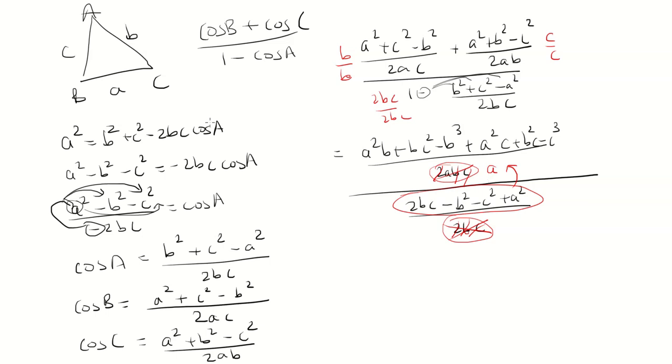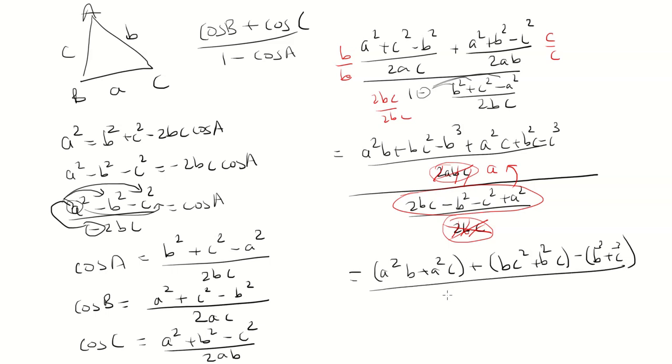Now the next thing we're going to do is also rearrange the numerator up here, just moving things around for convenience. So we'll say a squared b plus a squared c, and then plus bc squared plus b squared c, minus, and then factor out the negative, b cubed plus c cubed, all over, and then we're going to multiply the a with a 2bc minus b squared minus c squared plus a squared.